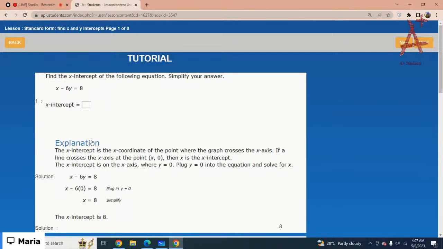The x-intercept is the x-coordinate of the point where the graph crosses the x-axis. If a line crosses the x-axis at the point (x, 0), then x is the x-intercept. So basically, x-intercept means the point on the x-axis where the graph is touching the x-axis. Got it?